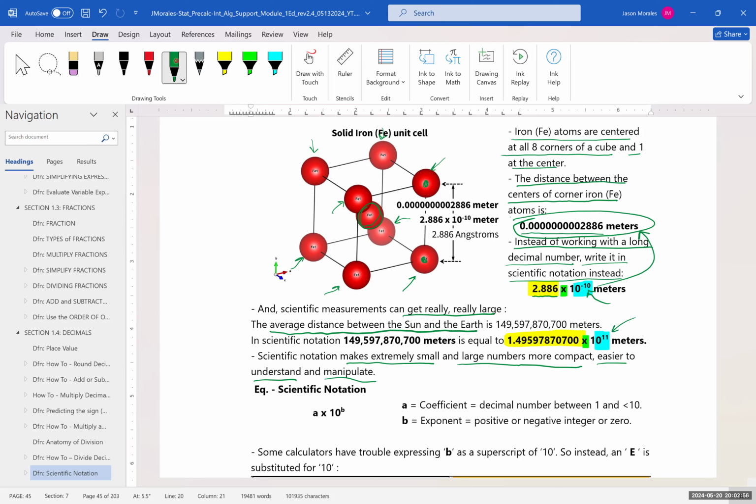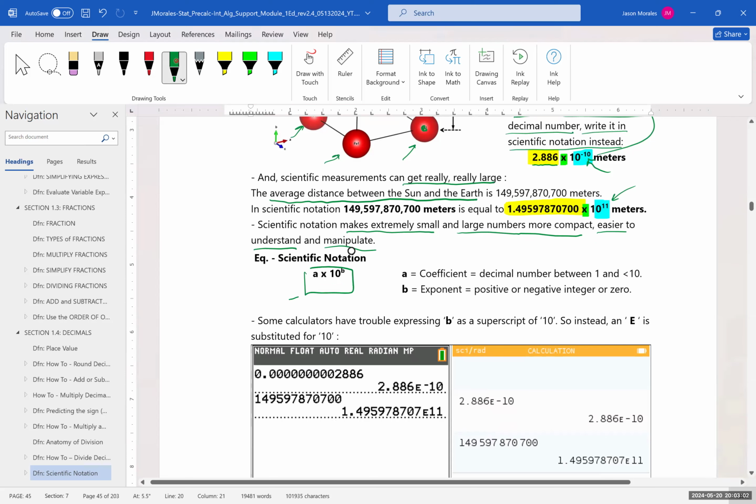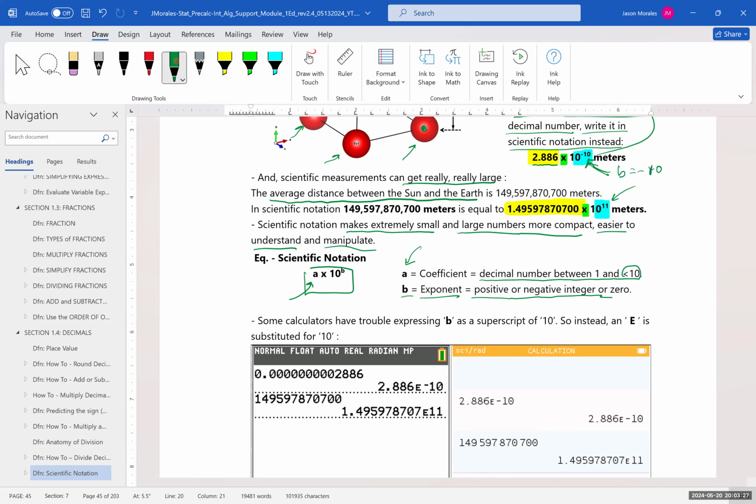And here officially is what it looks like. We have a times 10 to the b power, where a is a coefficient. It's a decimal number between 1 and 10, not including 10. And b is the exponent, which is a positive or negative integer or 0. Here, b was negative 10, so that was a negative integer. And here b was a positive integer, or positive 11.